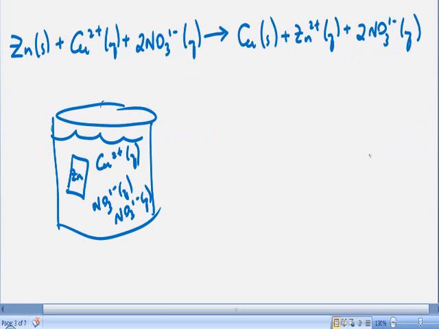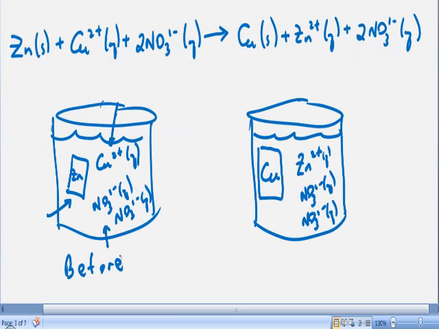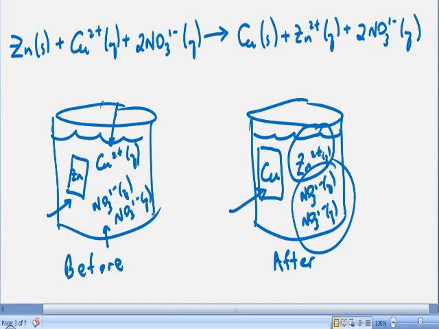Now in this reaction, we have a chunk of solid elemental zinc placed in a solution with copper ions and nitrate ions. And this is how it would look before a reaction takes place. After the reaction has been completed, what we would now see in solution is some elemental copper, zinc ions that are now aqueous, and nitrate ions.